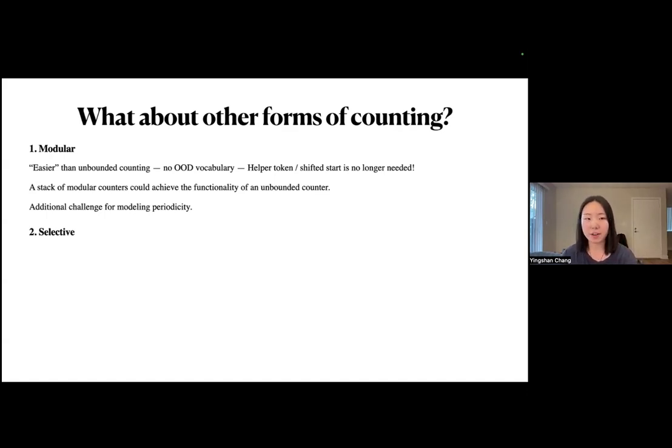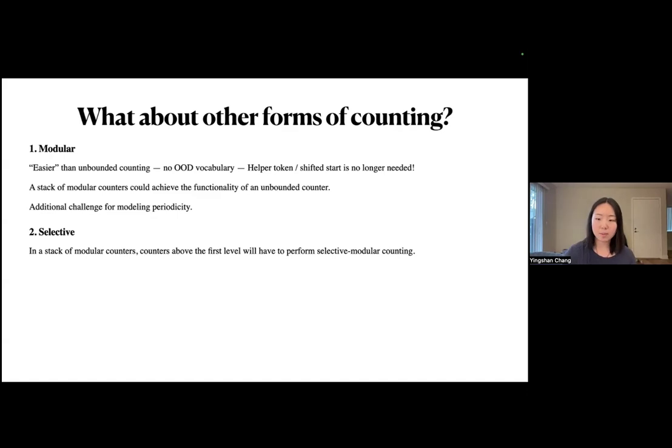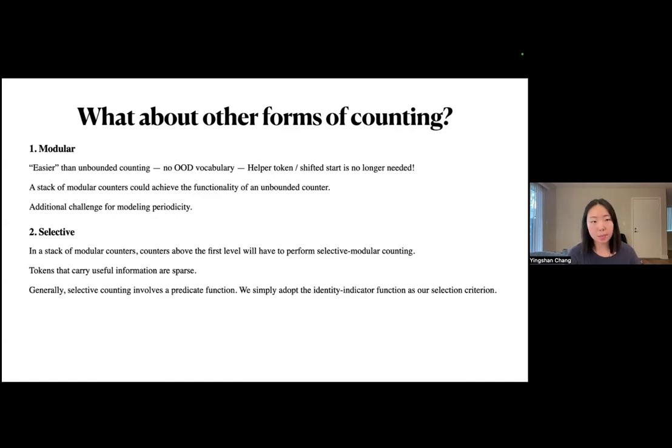The second variant is selective counting. We are interested in selective counting because, firstly, imagine a stack of modular counters. Counters above the first level will have to perform selective modular counting. And in more practical scenarios, tokens that carry useful information are sparse, so that requires selectivity. Generally, selective counting involves a predicate function. Here we simply adopt the identity indicator function as our selection criterion, because the additional complexity introduced by a predicate function is orthogonal to the complexity of selective counting.